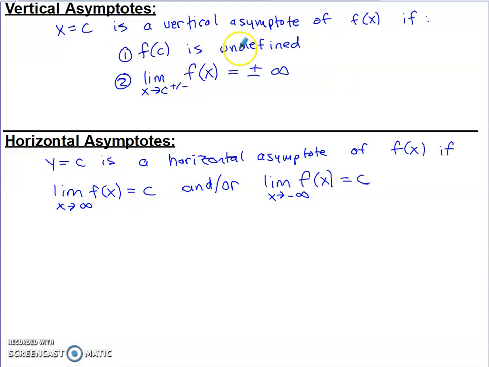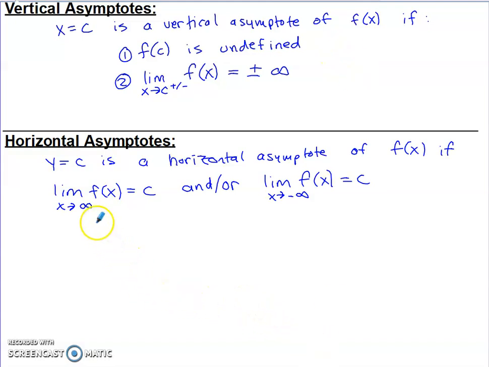Technically, condition 1 doesn't need to be satisfied. It's such a rare circumstance to have a vertical asymptote at a location that does have a point on it for a function that I always tell my students that this is something that you're going to want to make sure you're identifying.